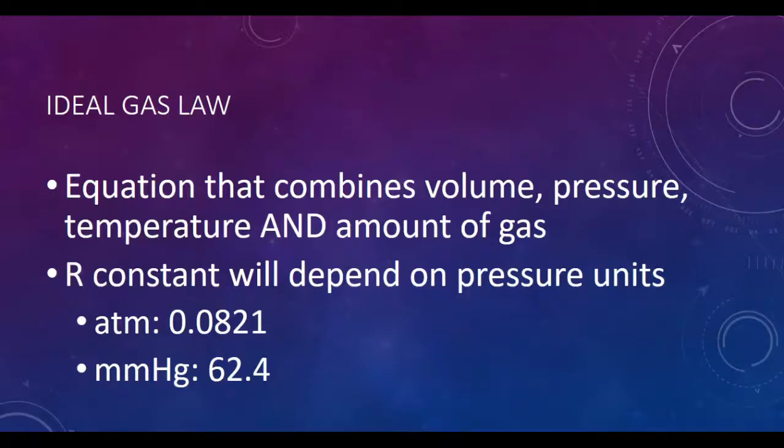Last law to really talk about is the ideal gas law. These are equations that are going to combine all four things. So the combined gas law just looked at pressure, temperature, and volume, but the ideal gas law is going to throw in the amount of gas as well. So looking at all four variables. There is a constant used in the ideal gas law, and the constant that you will use will depend on the pressure unit. So if you are measuring in atmospheres, this is the number you're going to use for your R. And if you're measuring in millimeters of mercury, then you're going to use this number for your R value. So again, one quick practice problem.